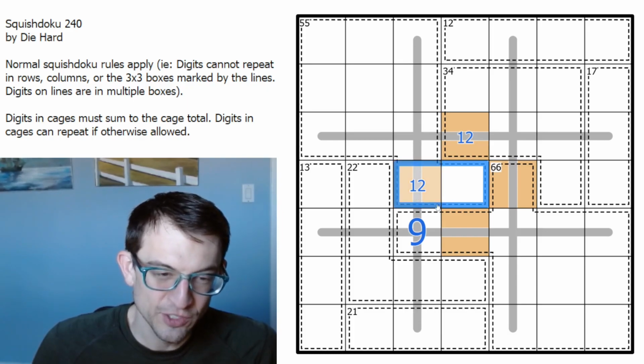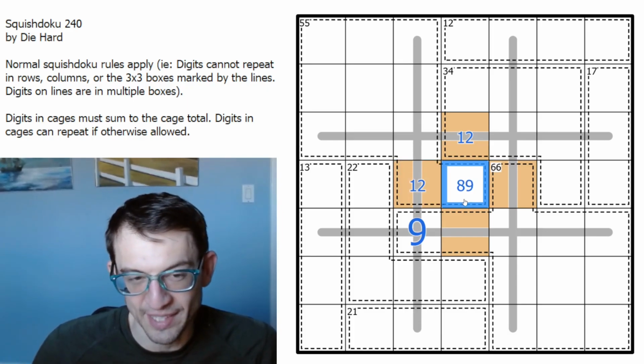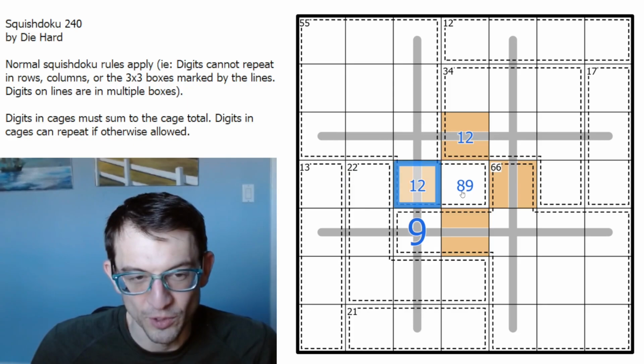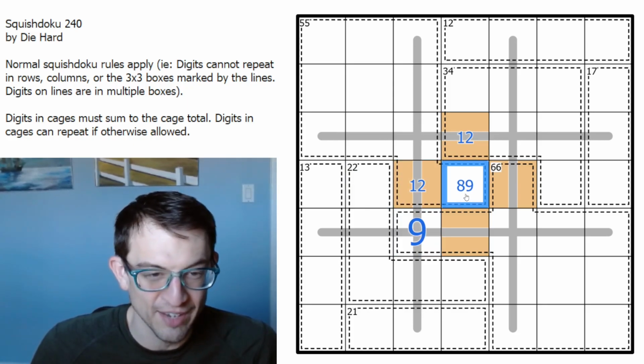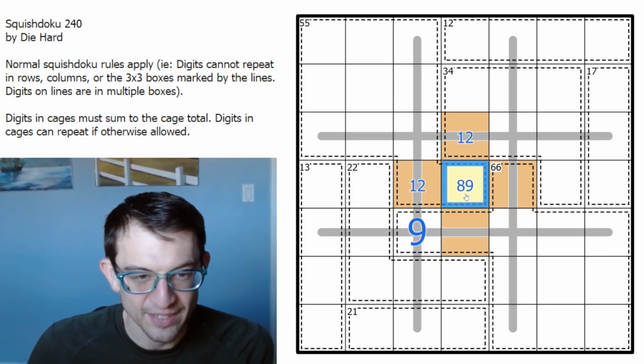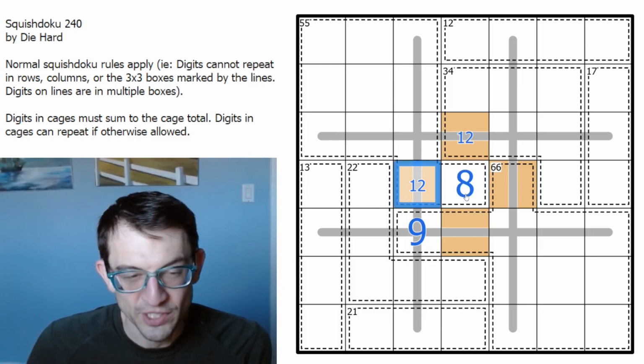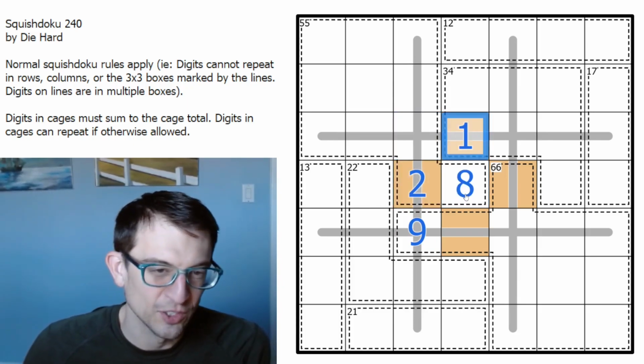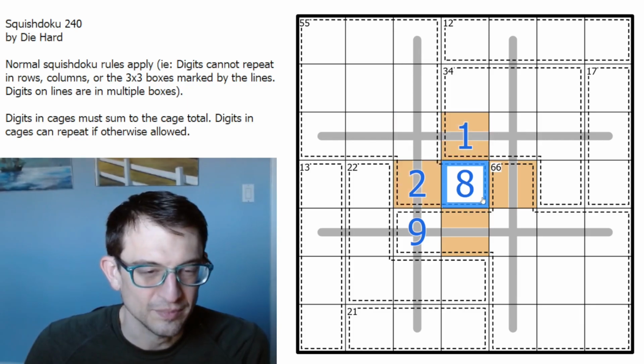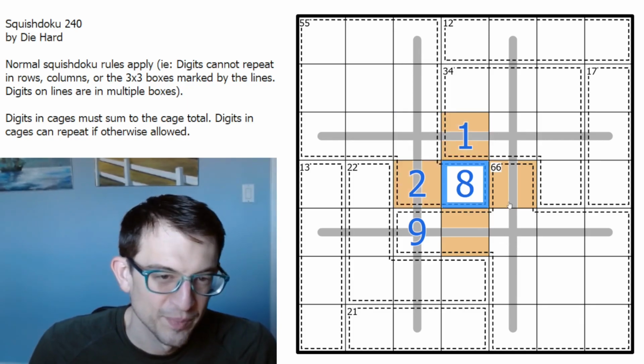So these 2 cells together will add to 10, meaning this is 8 or 9 to make the 1 or 2 work. But this can't be 9 because we already have a 9 in the box. So that's 8, which needs a 2 to sum to 10, and that makes that the 2 and this the 1. So that's the next step.